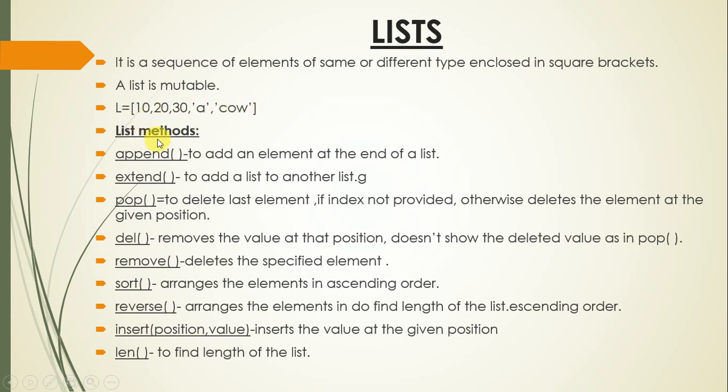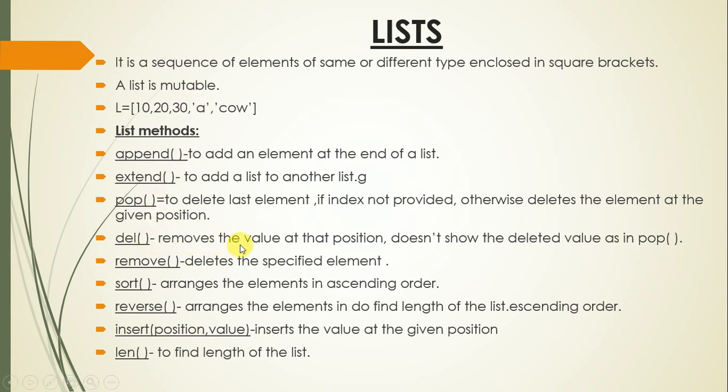Like strings, there are some built-in methods of lists also. Let us learn them one by one. Append: this method is used to add an element at the end of a list. Extend: it is used to add a list to another list. Pop: it is used to delete the last element if the index is not provided. Otherwise, it deletes the element at the given position. If any position is given in the parentheses, then it will delete the element at that position. If not given, it will delete the last element.